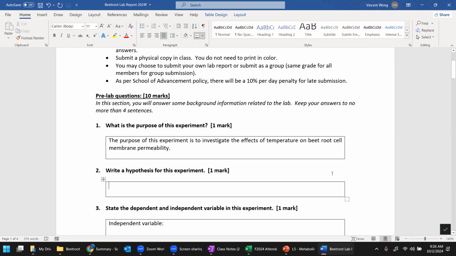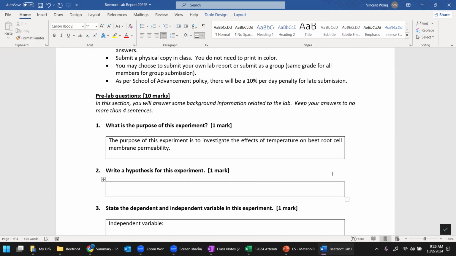A lot of people still maybe struggle a little bit with the hypothesis. Remember, a hypothesis is not a question, okay? A hypothesis is a tentative answer, so it should be a statement. All right. So if the purpose is to figure out the effects of temperature on the membrane permeability, your hypothesis should be a prediction about the effects.